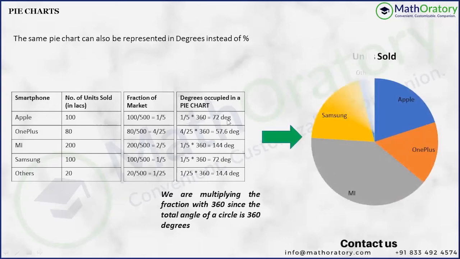So again, if we construct, this is the same pie chart which we get back. The only difference is that now it is 72, 57.6, 144, 72, and 14.4. So basically, these data points are nothing but the degrees which have been represented. Clear? In the last pie chart, it was in terms of percentage. In this pie chart, it is in terms of degrees. So any pie charts that you get might be in terms of percentages or might be in terms of degrees. It's the same thing. The presentation is different.